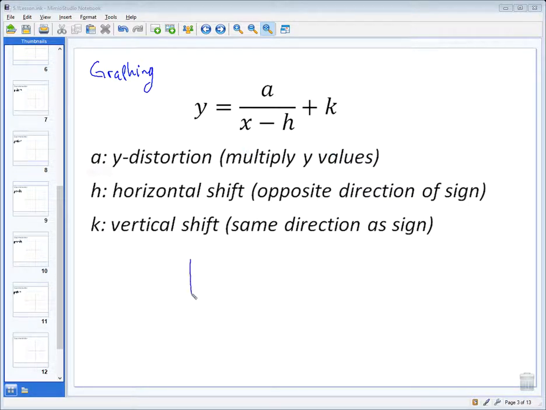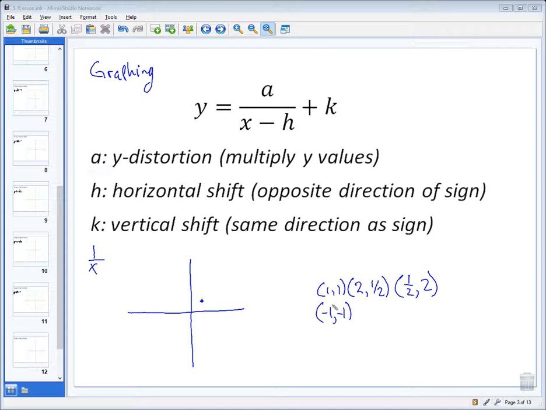Now recall that the function 1 over x, which is your parent function, had the key points (1, 1), (2, 1/2), and (1/2, 2). We used the negative versions of these also: negative 1 was negative 1, negative 2 was negative 1/2, and negative 1/2 was negative 2. And we got those values simply by plugging in a number for x and getting the y value.